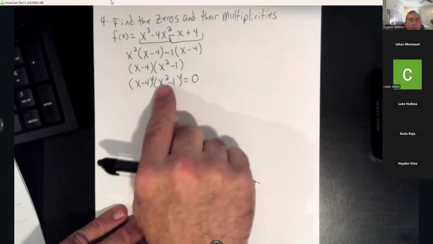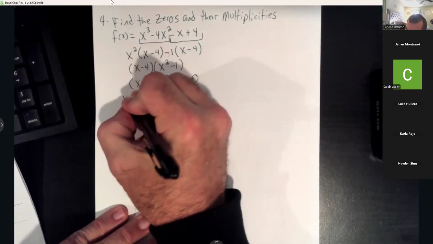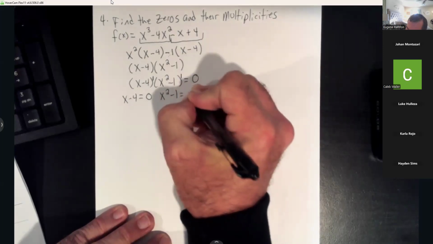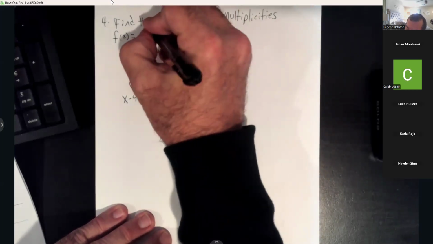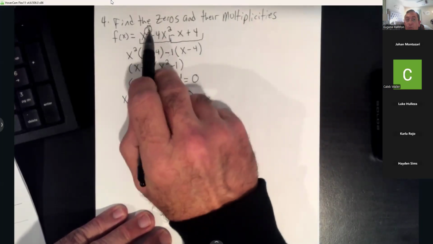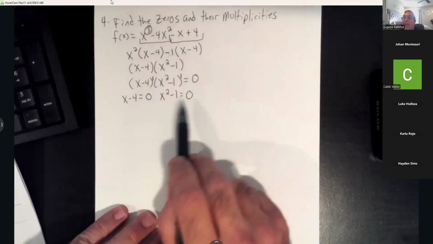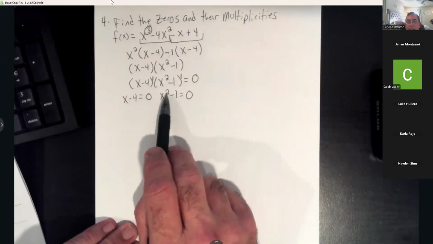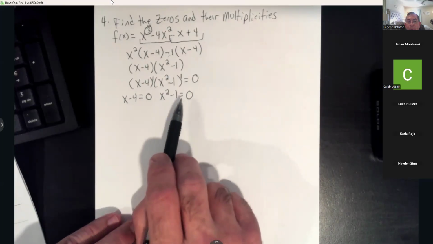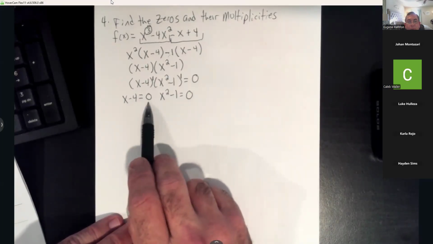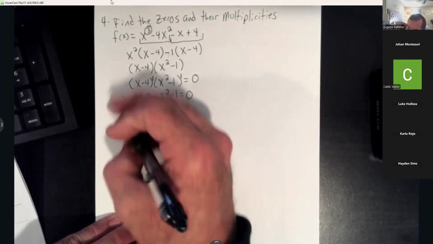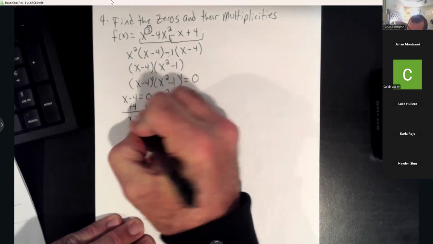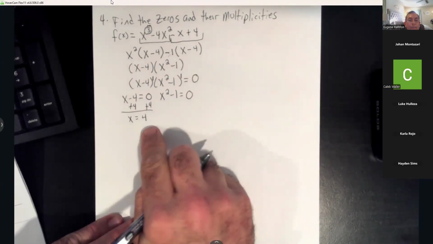All right, so we set both these equal to 0. Now, y'all remember up here, since your highest exponent was a 3, that tells me we got to get 3 zeros out of this. So I'll get 1 here, and then since that's an x squared, I'll get the other 2 zeros from this one. So my first 0, to solve this, I'm going to add 4 to both sides. And again, x equals a positive 4.